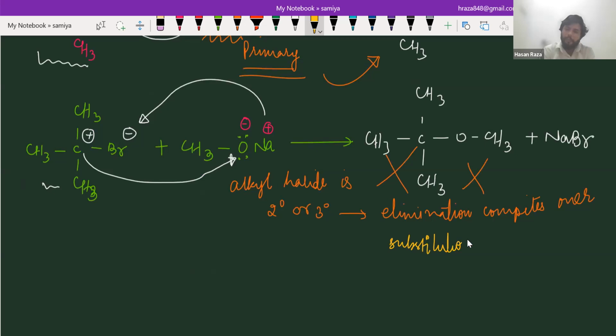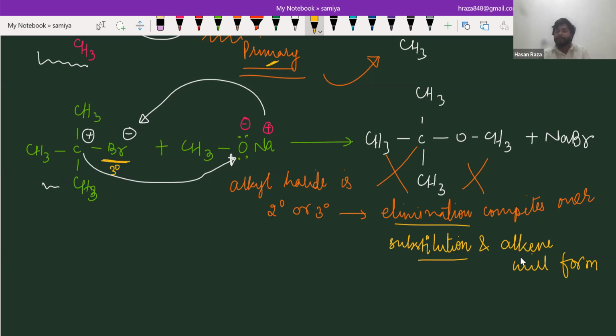And alkene will form. It's very easy to understand. What you need to keep in mind is that here the alkyl halide was primary. If the alkyl halide was primary, that is okay, and then ether will form. But if the alkyl halide is tertiary or secondary, then elimination will compete over substitution, and then alkene will form.